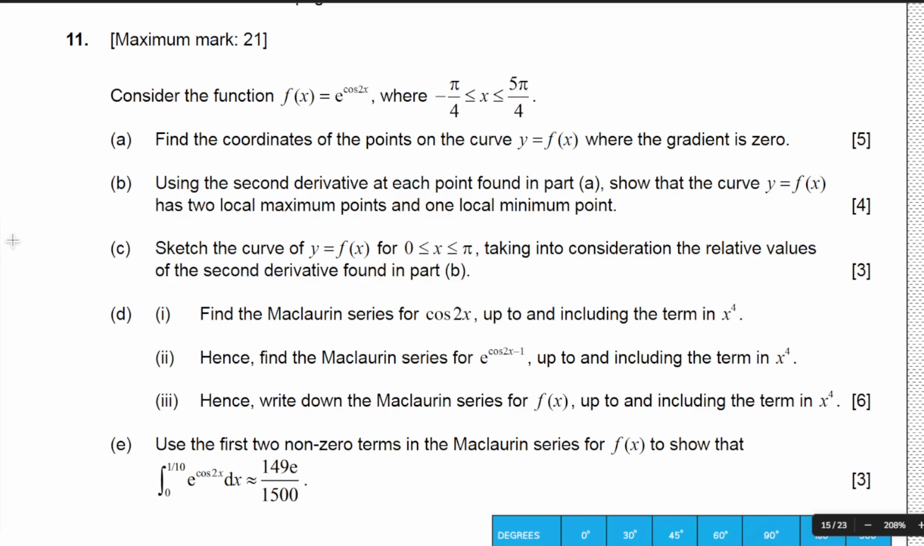Consider the function f of x equals e power cos 2x, where minus pi over 4 is less than or equal to x is less than or equal to 5 pi over 4. Find the coordinates of the points on the curve y equals f of x, where the gradient is 0.